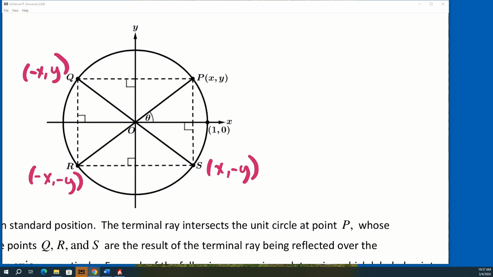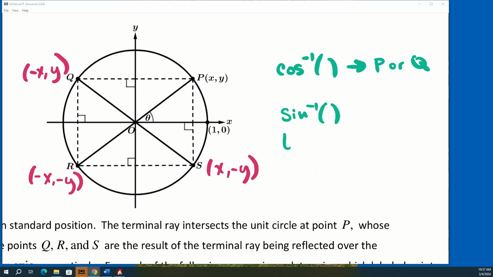All right, so whenever we're doing the inverse cosine of something, in all cases, it needs to come from quadrants 1 or 2. So our answer for this one is going to be P or Q. And then for inverse sine of something and inverse tangent of something, those are going to come from quadrants 1 or 4. So in this case, it's going to be P or S. So we're never going to use R. So you can just mark it out. Don't answer R for any of these.